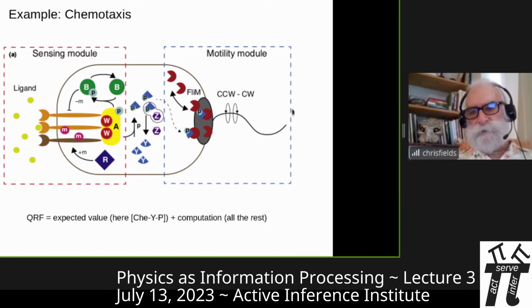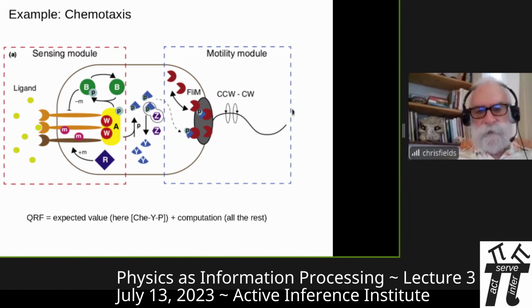And depending on how it spins, the creature either goes in the direction of something it likes or it stops and turns around. And the stuff in the middle is a little molecular feedback loop that represents the amount of ligand in the environment that the bacterium expects to see.